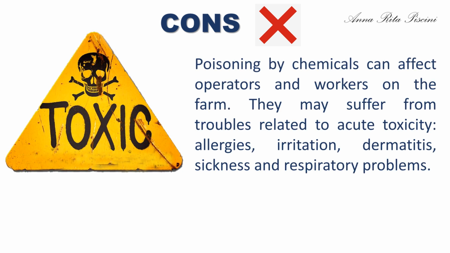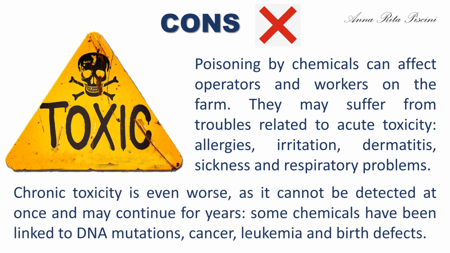Poisoning by chemicals can affect operators and workers on the farm. They may suffer from troubles related to acute toxicity, allergies, irritation, dermatitis, sickness, and respiratory problems. Chronic toxicity is even worse, as it cannot be detected at once and may continue for years. Some chemicals have been linked to DNA mutations, cancer, leukemia, and birth defects.